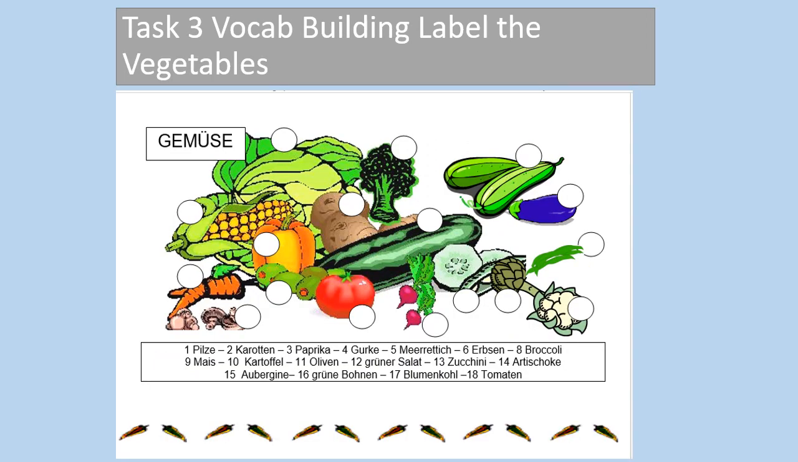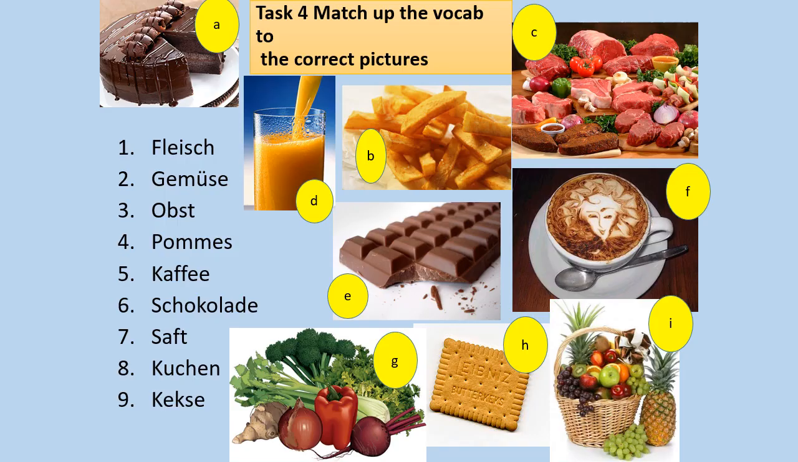This one's exactly the same task as last slide, but this time it's Gemüse, which are vegetables. So again, label the pictures or put a list in your vocab jotter in German and English.